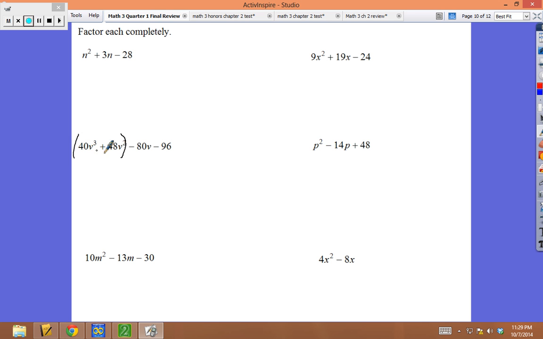So 40 and 48, I'm going to divide each of these by 8v squared. So that will leave me with 8v squared times 40 divided by 8 is going to be 5. V cubed divided by v squared is just a v.